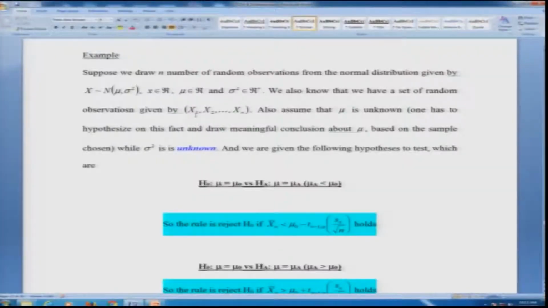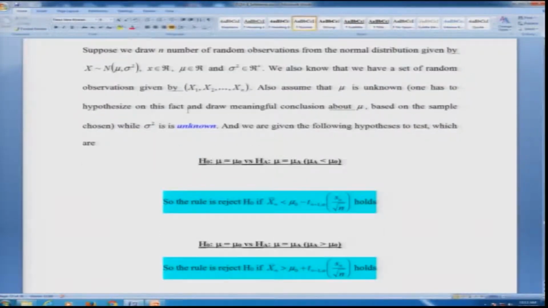So, suppose we draw n number of random observations, and it is a normal distribution. So, obviously, the random variables are capital X suffix 1 to capital X suffix n, and sigma square, which is the population variance, is unknown. Then we want to compare the mean value.